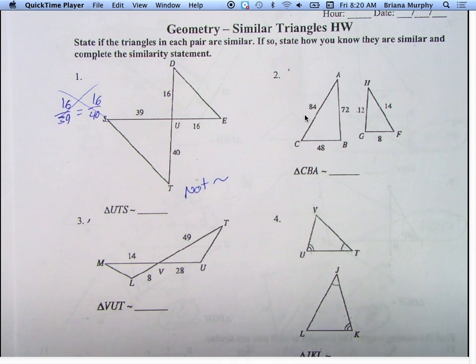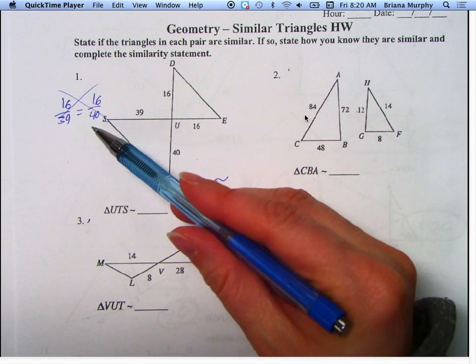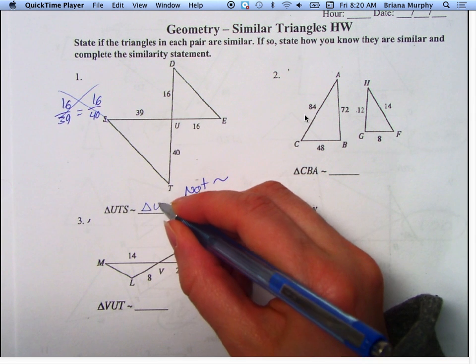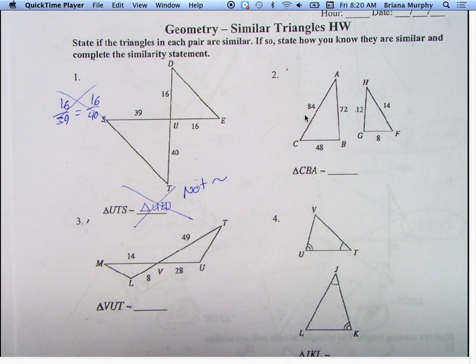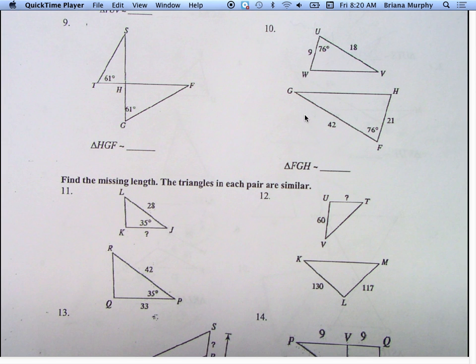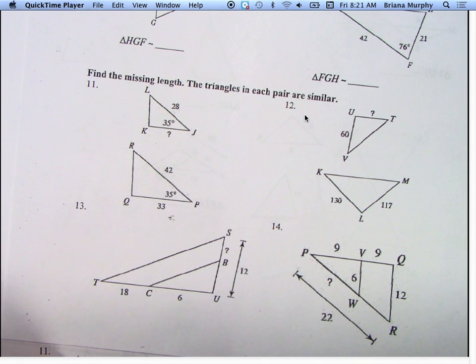Now, if they were similar, don't write this part down. If they were similar, if UTS, you have the little squiggle for similar, congruent to UED, okay? Don't write this down because they're not similar, but that's how you will do it for each of these triangles if they are, okay? That's the back and the front and the back, okay? And for 11 through 14, it's telling you already they're similar, and it's saying to find the little question mark side. You can make that question mark x.